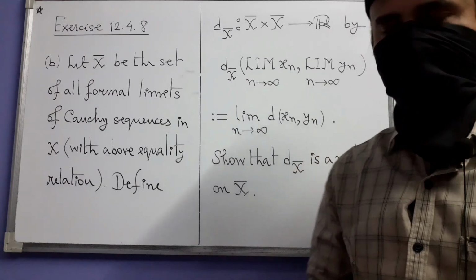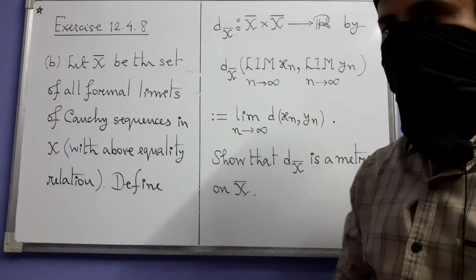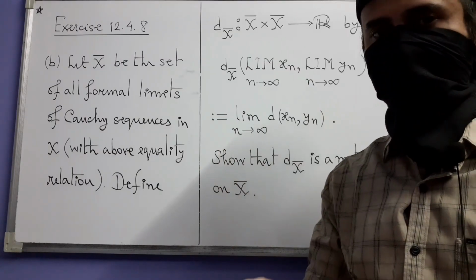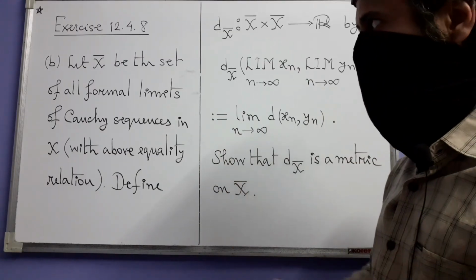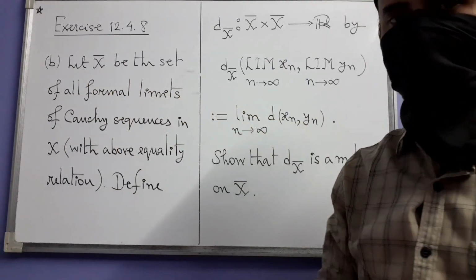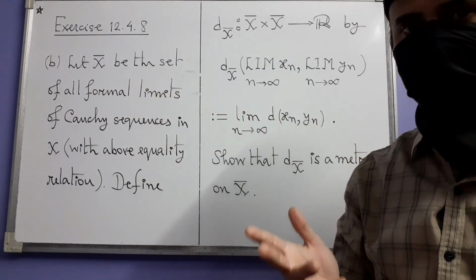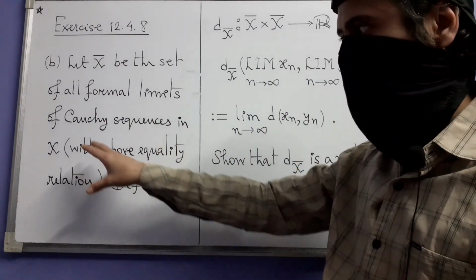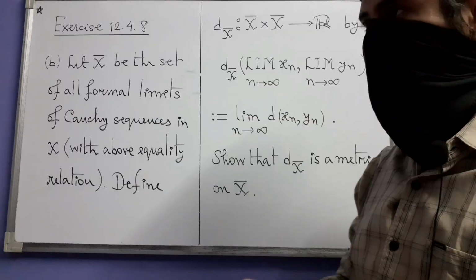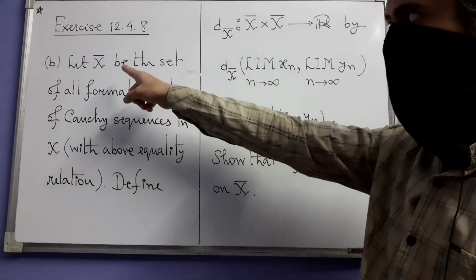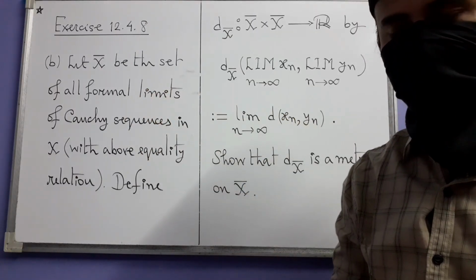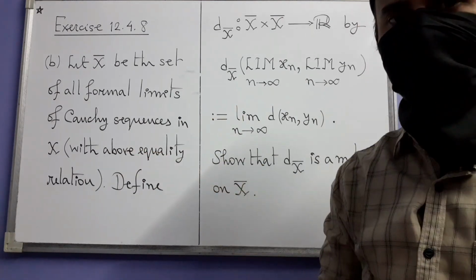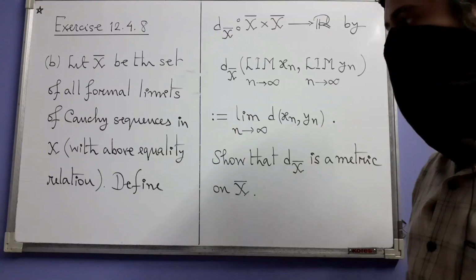Let's continue our solution of exercise 8, and today we are going to solve part B. So we already know that we have a metric space (X, d) in which X bar denotes the set of all formal limits of Cauchy sequences in the space X. That means if you have a Cauchy sequence of points in X, then it has a formal limit. X bar is the set of all such formal limits. And if you recall from part A, we also have an equality relation on the set X bar.